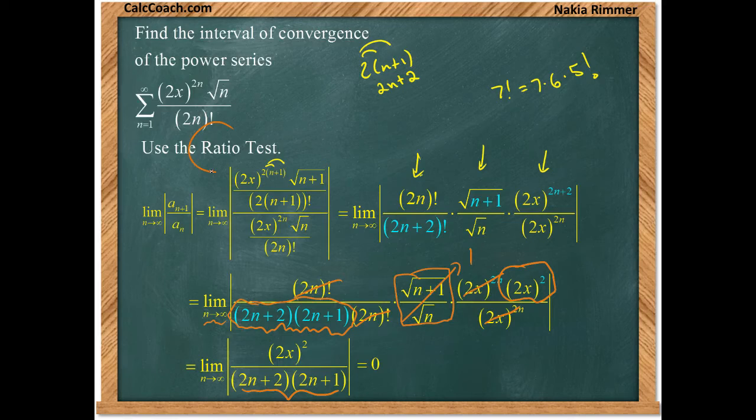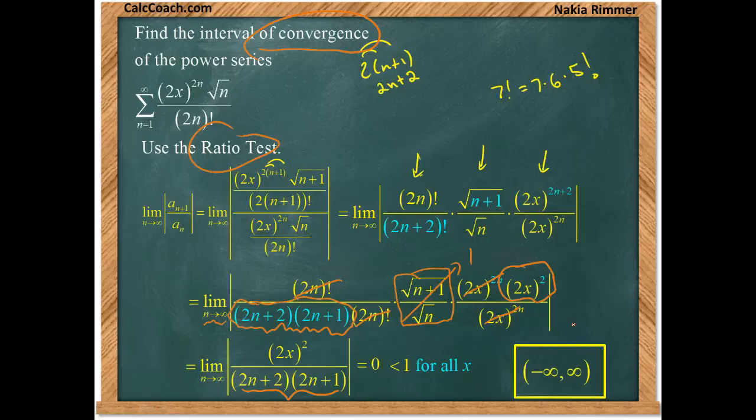Now what are we doing? We're doing a ratio test to try to find the interval of convergence. So for the ratio test, the limit must be less than 1. Well, 0 is always less than 1. Doesn't matter what x is. We will always have convergence, no matter what x is. So x should be allowed to be anything. And the answer is that x is anything on the entire real line.